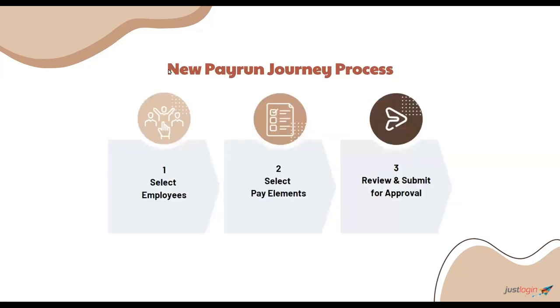So the new Payrun Journey process is split into 3 parts, where first you can select employees, and then you can select the pay elements, followed by reviewing and submitting it for approval.